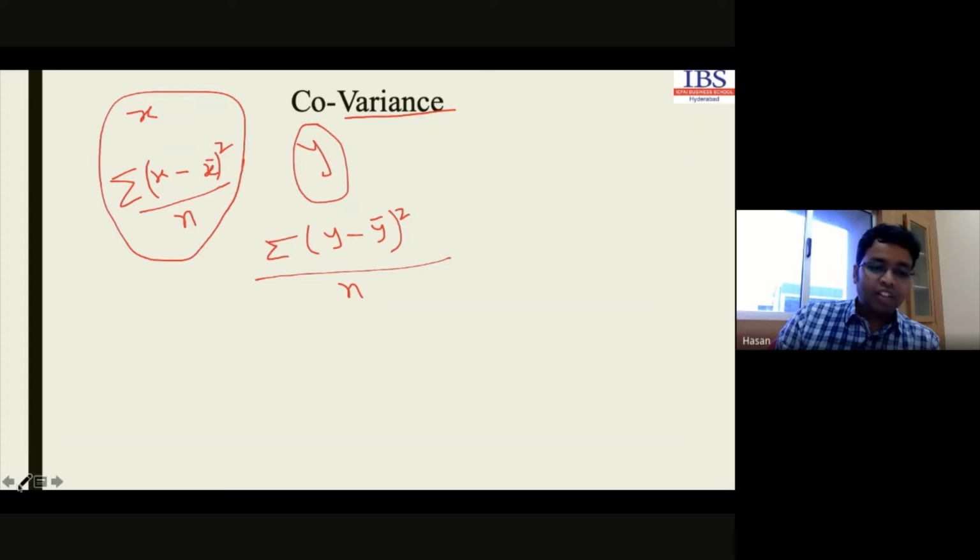Now, if we are going to calculate the relation between these two parameters, whether they are moving simultaneously in the same direction or opposite direction or any way, then we are going to check the covariance, how they vary with each other. This is covariance.